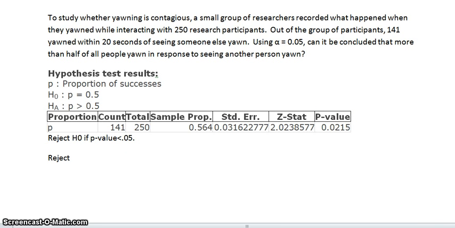Therefore, we reject H naught and say that there is sufficient evidence to conclude that p is greater than 0.5. In other words, that more than half of all people yawn in response to seeing another person yawn. All right, so that's the problem.